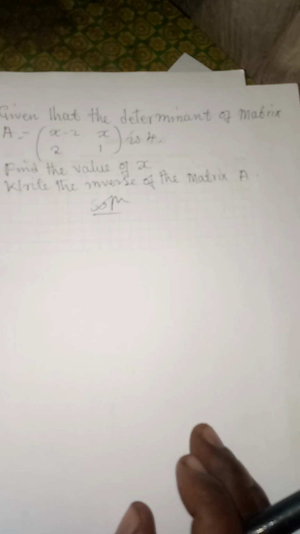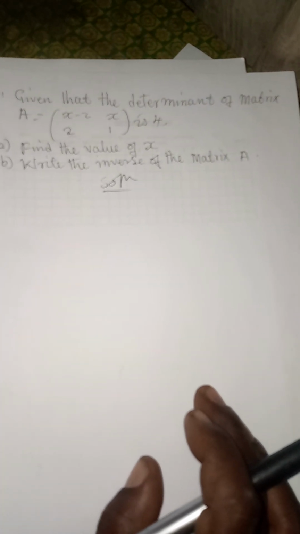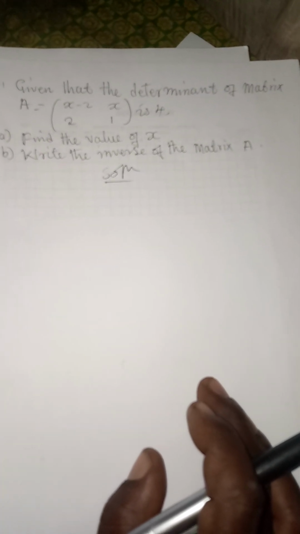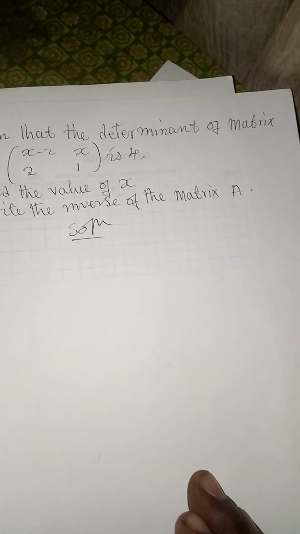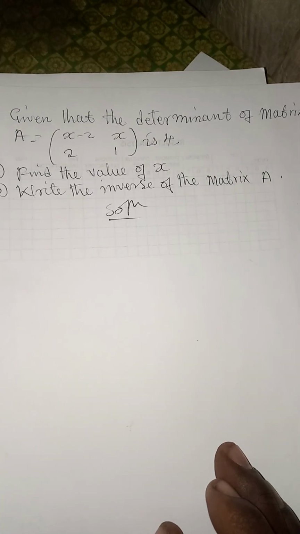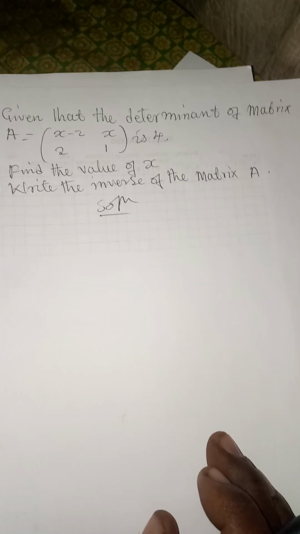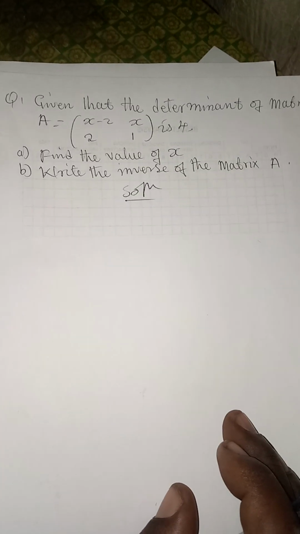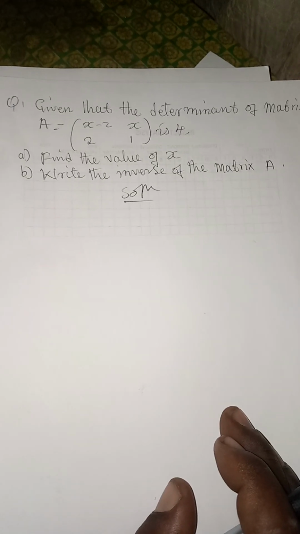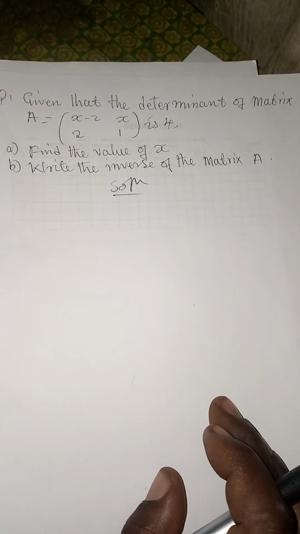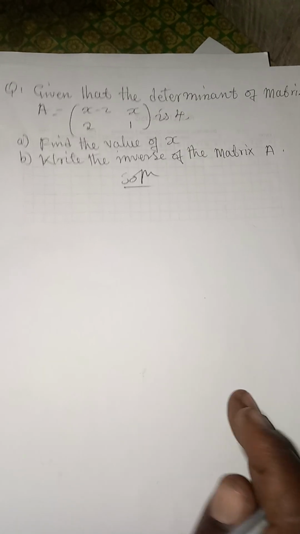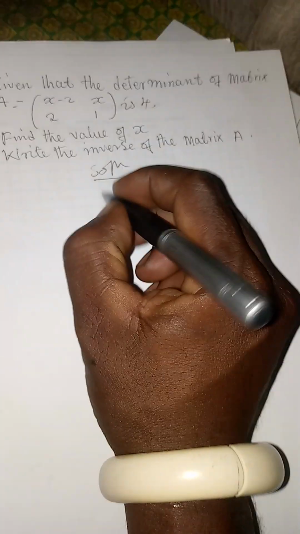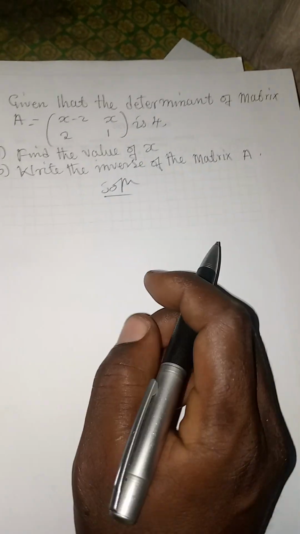This question is taken from examination question papers, especially for those who will be sitting for the exams. The question reads: given that the determinant of matrix A, which is the matrix with rows x minus 2, 2 and x, 1, is 4. A, find the value of x. B, write the inverse of the matrix A. Let's have our solution.